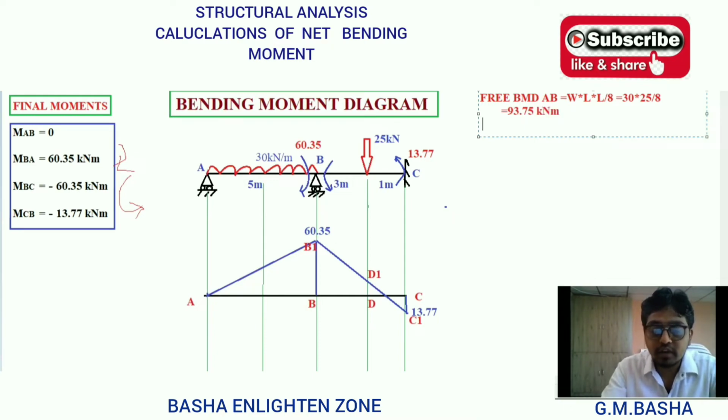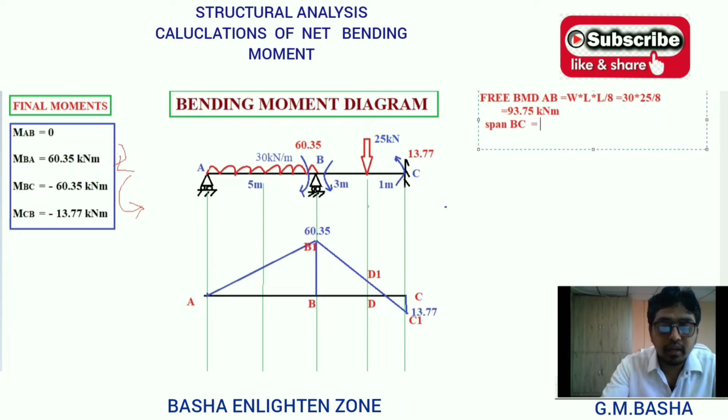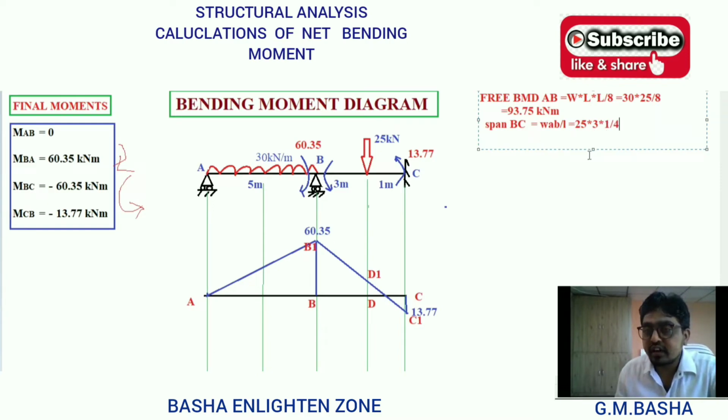Similarly, please calculate for span BC. See here, for span BC, what is the formula? It will be W A B by L, the formula for calculation of that moment. So what is W here? 25 into A, that is 3, into B, 1, divided by L, the total length of the span, 4. So 25 into 3 is 75, divided by 4.